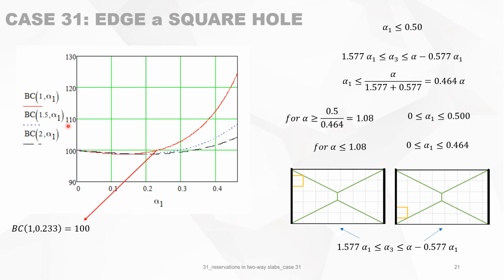We can see that for alpha 1, the bearing capacity is untouched for a value of alpha 1 bigger than 0.233, alpha equals 1.5. The bearing capacity is untouched for alpha 1 bigger than 0.295, and this is for an alpha 1 bigger than 0.336.